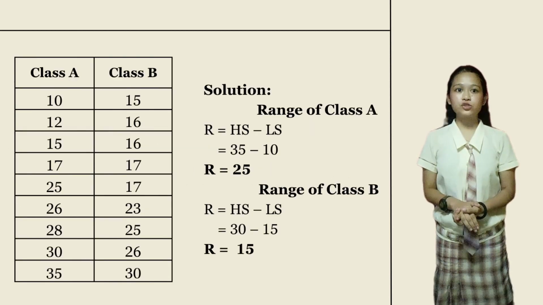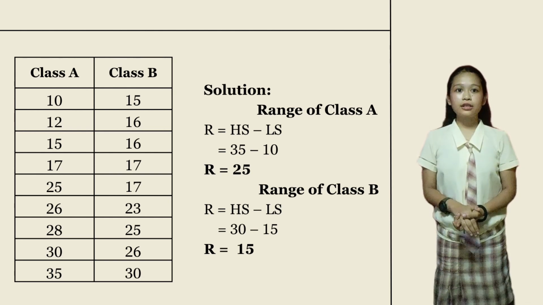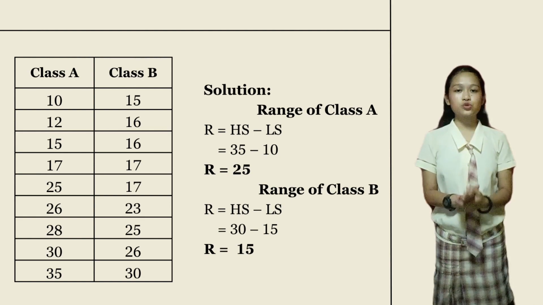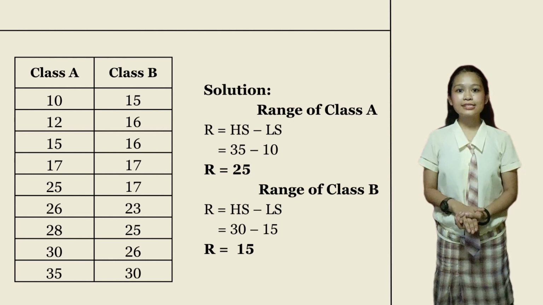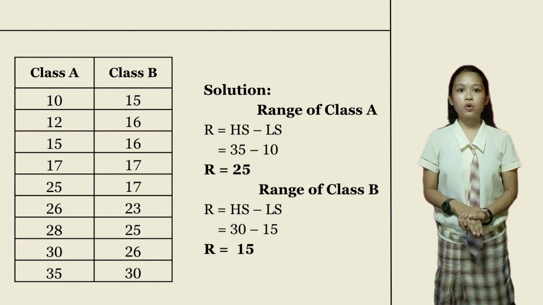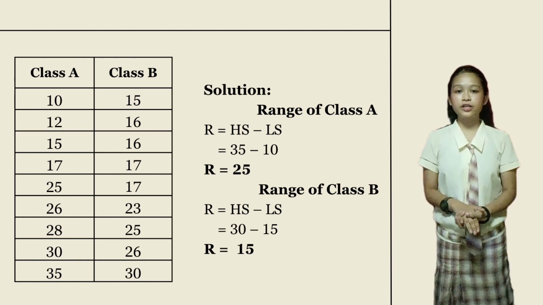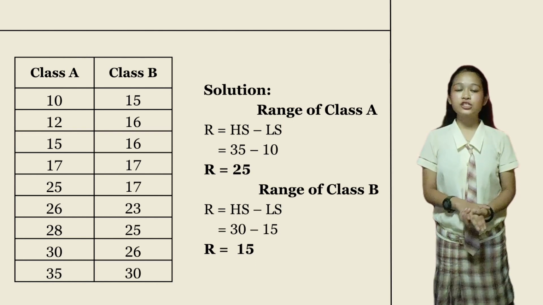So here are the scores distributed in the table. In getting the range for Class A, the first column shows the scores for Class A, and the highest score is 35 and the lowest score is 10. So we simply substitute the values in the formula. The highest score, 35, minus the lowest score, 10, is equal to 25. So the range in Class A is 25.